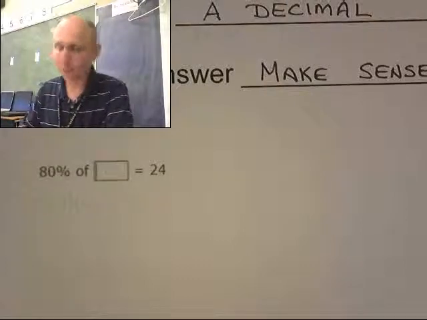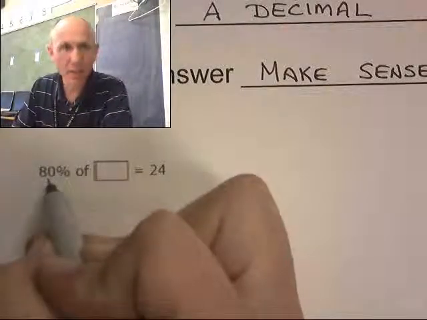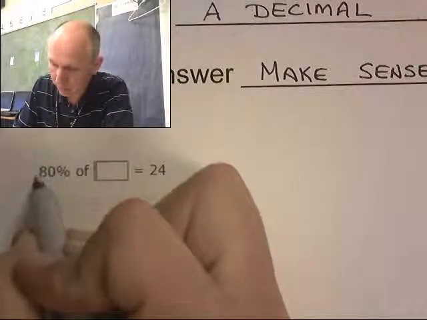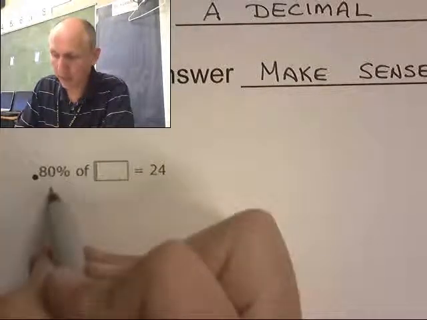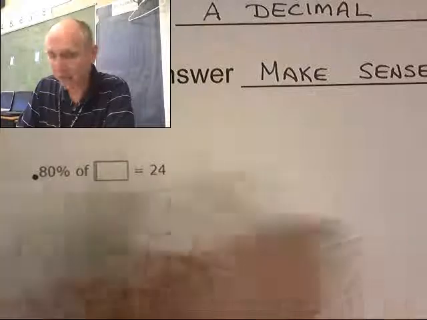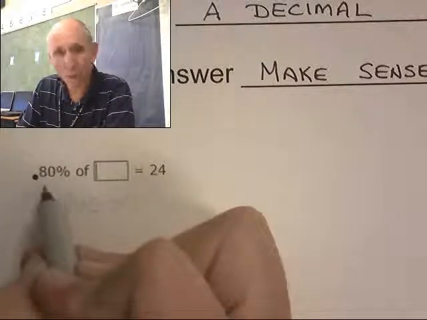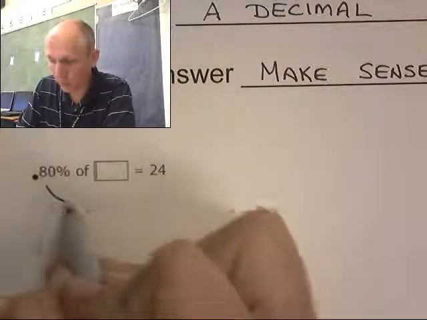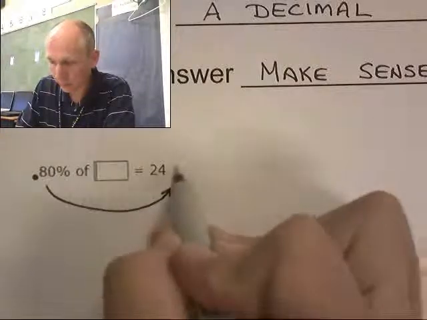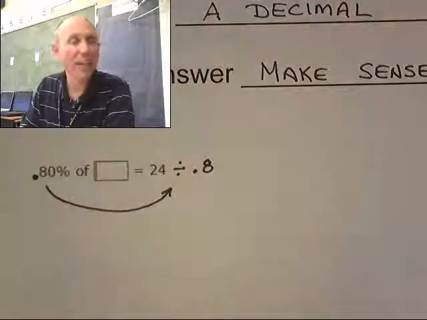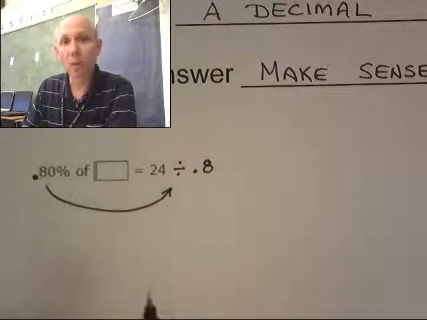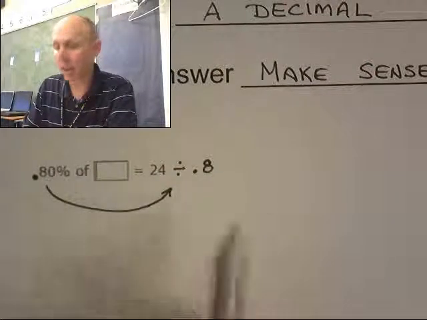80% of 24. Well, I'm never going to deal in this percentage. This is 0.8, right? 0.8 of something is 24. Ready? I'm going to divide both sides by 0.8. This guy comes over here. That's what's going on. This is 24 divided by 0.8.